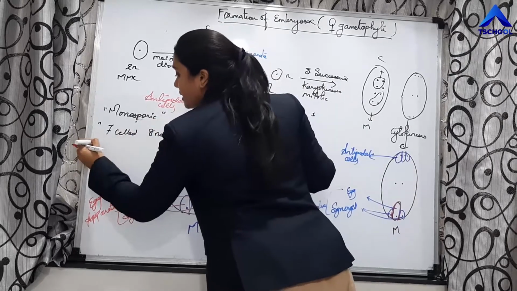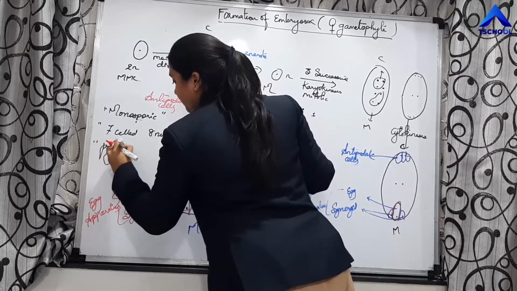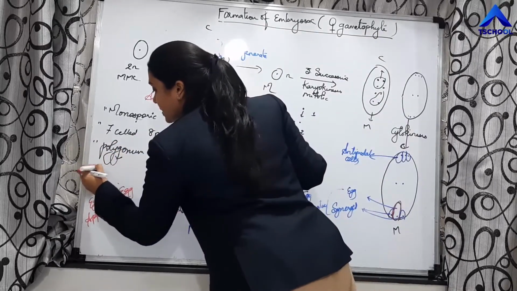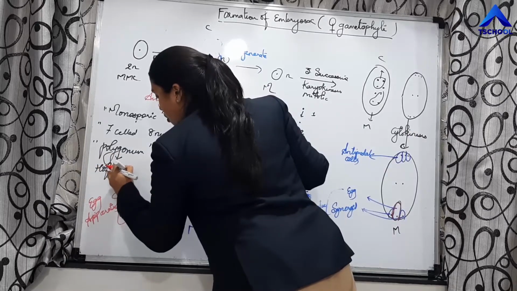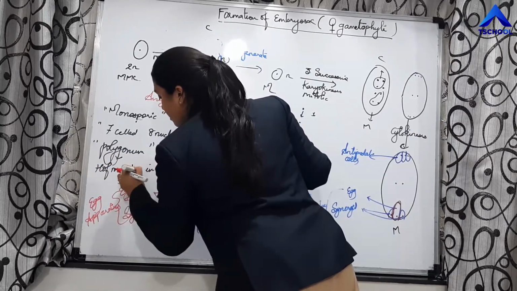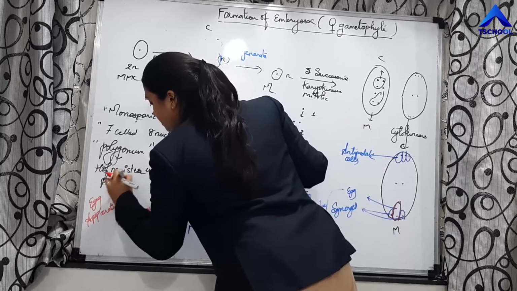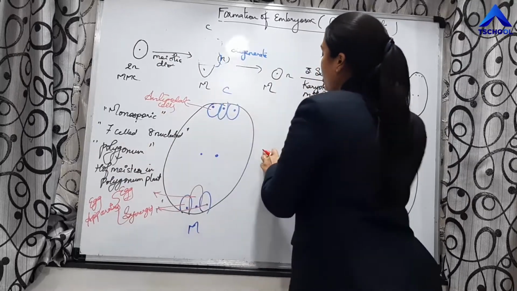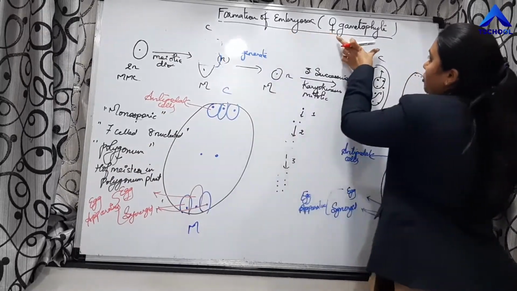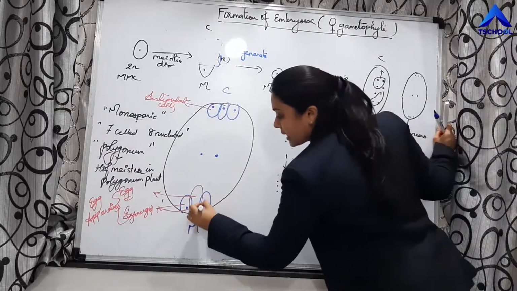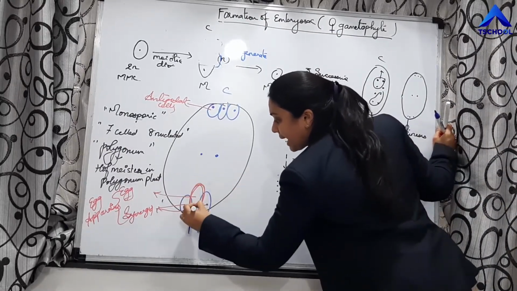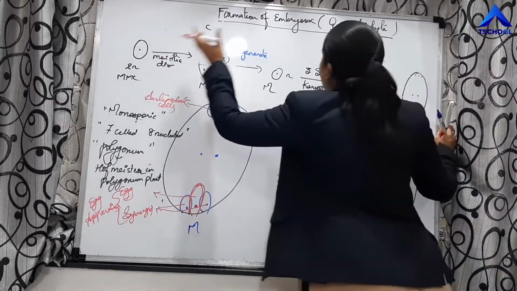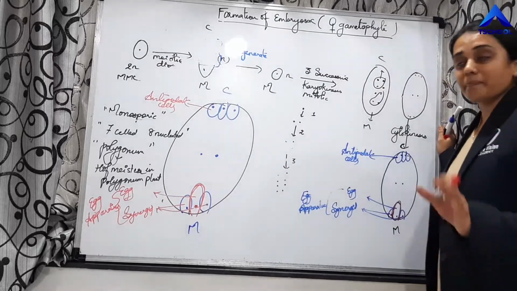It is a Polygonum type of embryo sac because it was first discovered by the scientist Hofmeister in the Polygonum plant. That is why it is called the Polygonum type of embryo sac. So the embryo sac is a female gametophyte because it possesses the female gamete, that is the egg cell, towards the micropyle end, right? This entire process is called megasporogenesis.